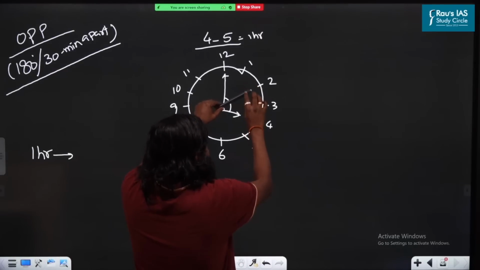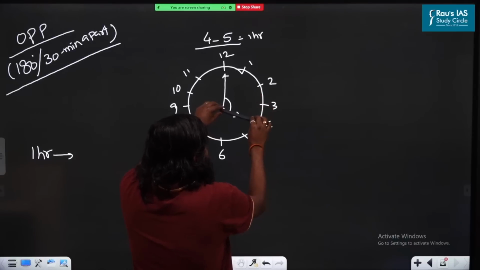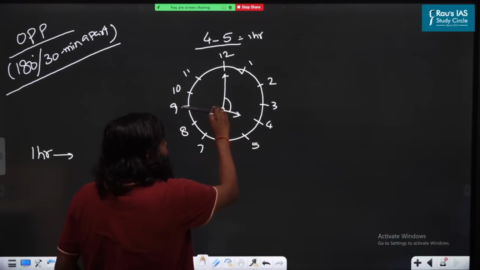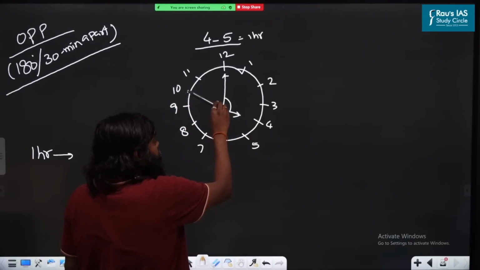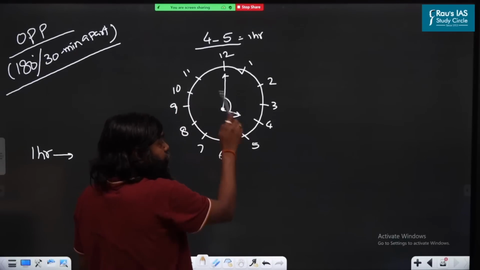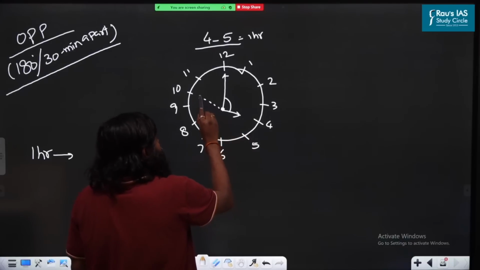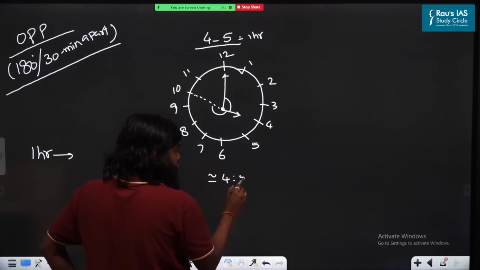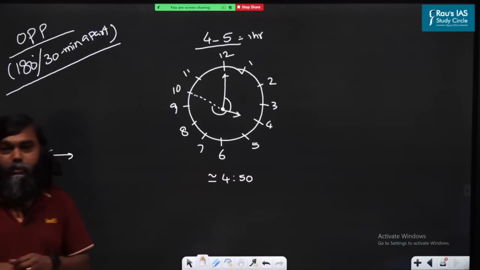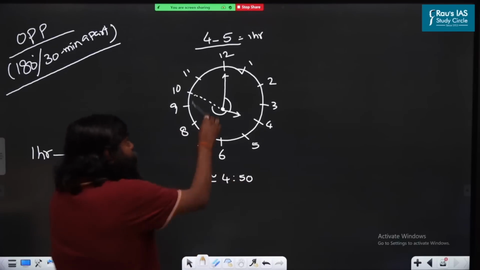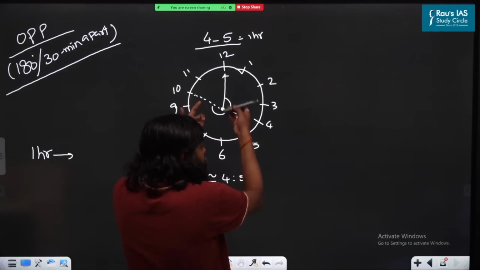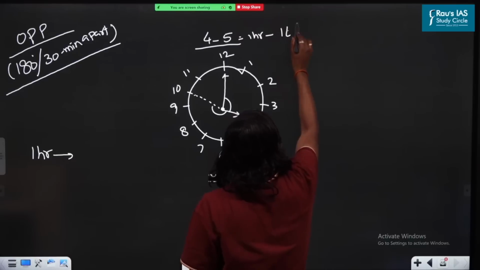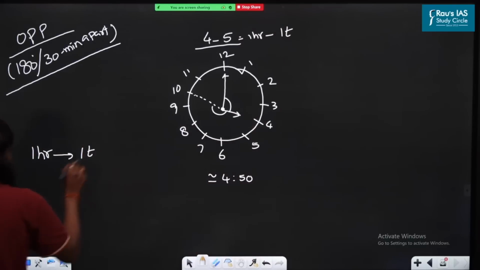15 minutes here, 10 here, 25, here, 30. Approximately what time? 4:50. Approximately at 4:50, it is what? Opposite. Then if it moves here, 35, 40, nothing will be there. So how many time? That means every 1 hour, how many time? 1 time. All are understood?